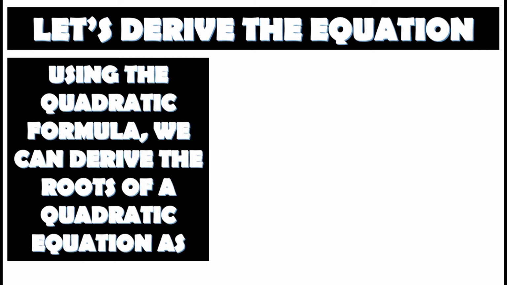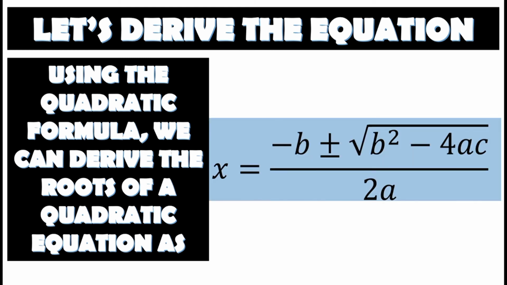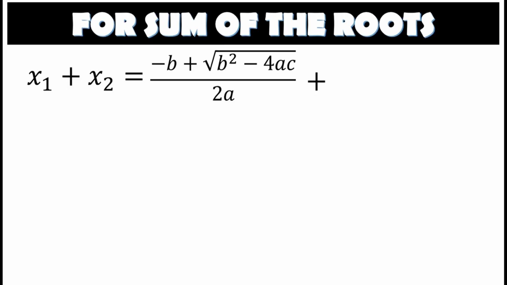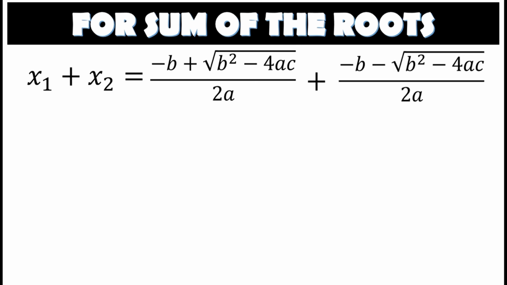So we use the quadratic formula in deriving the roots of a quadratic equation, in the form x is equal to negative b plus and minus the square root of b squared minus 4ac, all over 2a. To get the sum of the roots, what we did is we add the two solutions: negative b plus the square root of b squared minus 4ac all over 2a, and negative b minus the square root of b squared minus 4ac all over 2a.